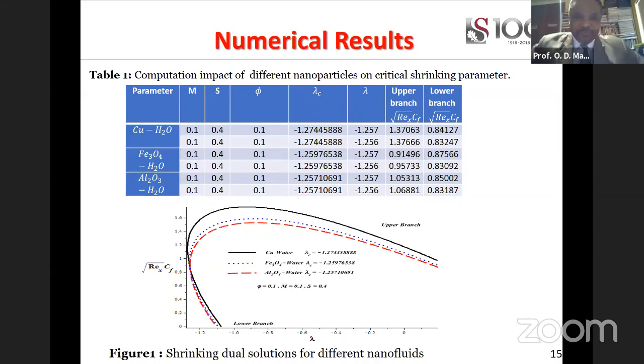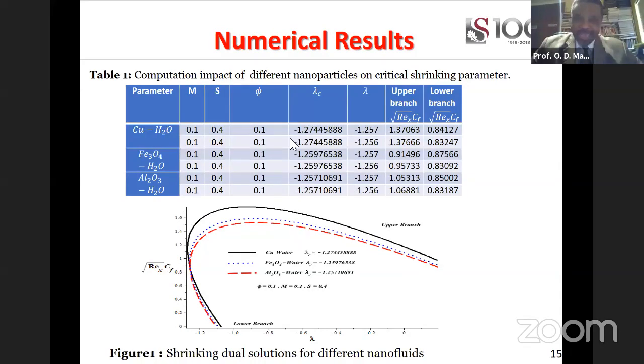So the shrinking rate of your surface will be more when you use copper water than when you use alumina. Your plate will shrink more. That tells you that copper water will take out more heat. That makes your plate shrink more than when you use ferrous oxide and water, or alumina water. So if you want your plate to shrink more, then you use copper water compared to this. If you want your shrinking rate to be less, you use alumina water.